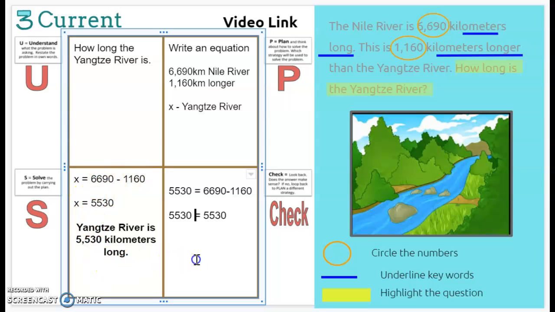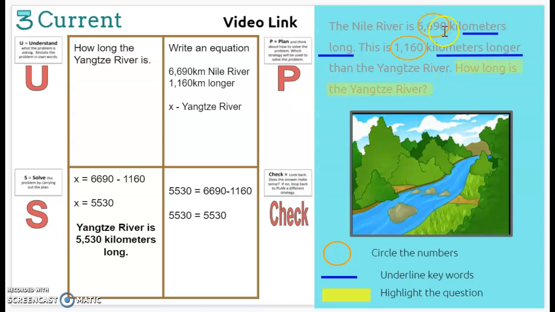So this one was pretty easy. I didn't have to do inverse operations. I didn't really need to do much. I just needed to really know what it was asking for. I needed to be able to put my information together. So again, the Nile River is 6,690 kilometers long. That's how long the Nile River is. This is 1,160 kilometers longer than the river that we're trying to figure out. So if it's longer, I need to subtract this amount from this amount to be able to get this river here. And that's pretty much what we did. So this one wasn't too bad.